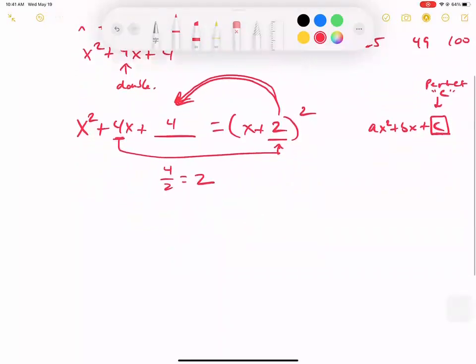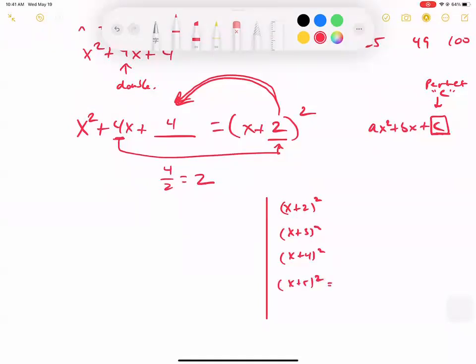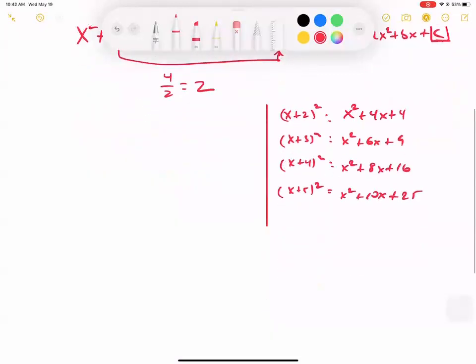So if I give you a list of perfect square numbers, let's go ahead and do that on the side here. You'll see that there's a pattern to it. x plus 2 squared, x plus 3 squared, x plus 4 squared, x plus 5 squared, okay? These become x squared plus 4x plus 4, x squared plus 6x plus 9, x squared plus 8x plus 16, x squared plus 10x plus 25. I was able to do that so quickly because the pattern is built into the problem.